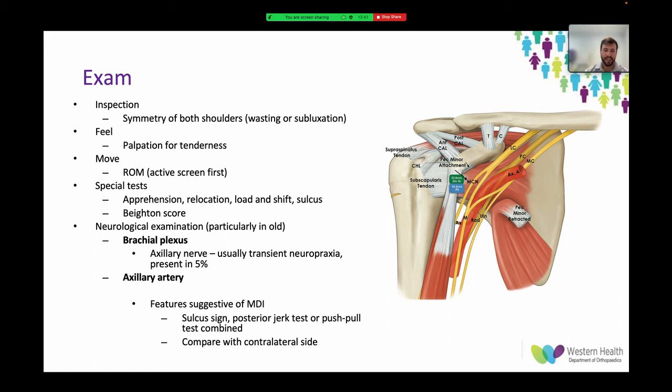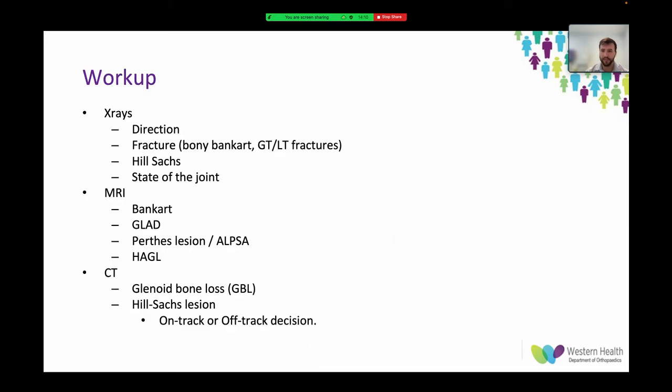Neurological examination, particularly in older patients, brachial plexus exam is important in shoulder dislocations, and in some cases, the axillary artery can be involved. The figure on the right there shows the proximity of these structures to where the shoulder is. And it's worth keeping in mind, particularly the axillary nerve and the axillary artery. The axillary nerve is usually a transient neuropraxia, and this is often present in 5% of shoulder dislocations.